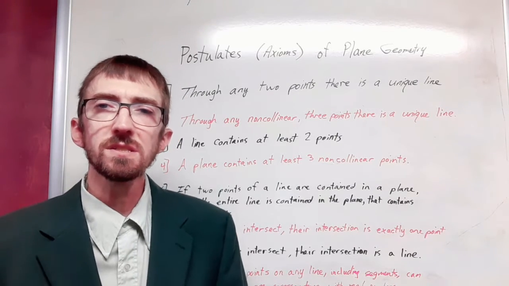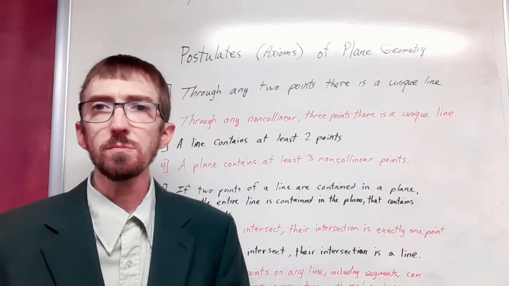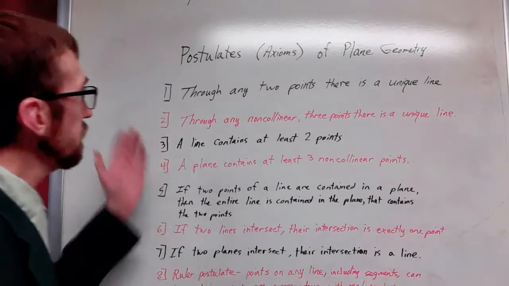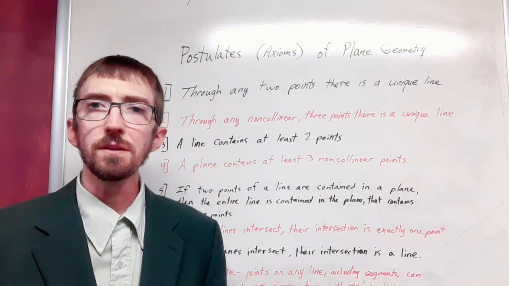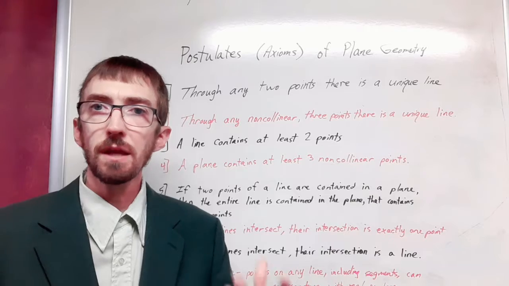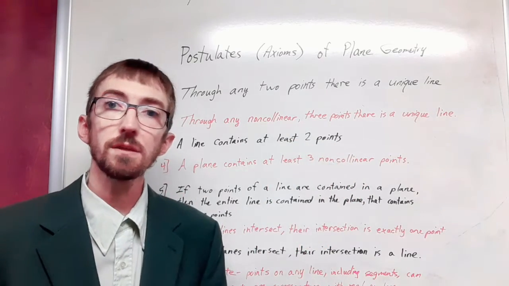So we're going to look at these. A few of them are going to sound kind of the same, and maybe we'll highlight a little bit of the differences. The first one is, through any 2 points, there is a unique line. So maybe you recognize that from an Algebra 1 class. You could plot 2 points and then connect the dots, and that was the line that you were trying to graph.